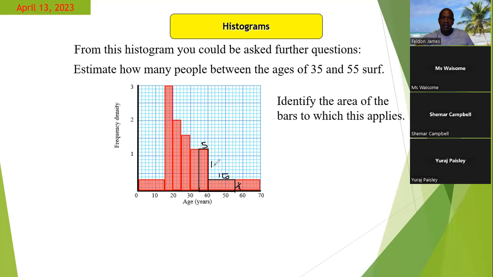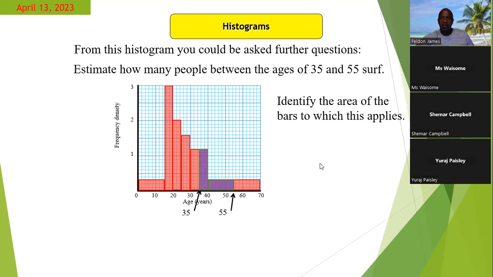So we are finding the area of each of these bars and then adding them up. So you would multiply 5 times 1.2 for this bar. Then you have 15 times 1/3. You find those two areas, you add them and you get what they're asking you for. You have to estimate how many people are between the ages of 35 and 55. All right? So that's how you would do that.